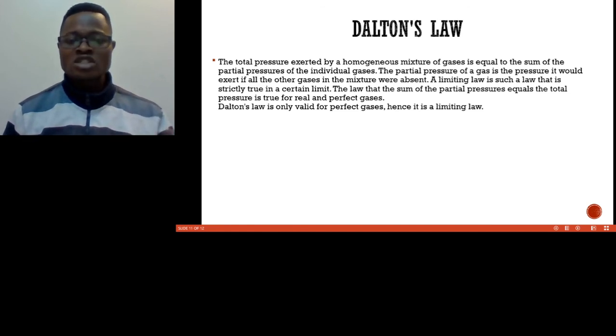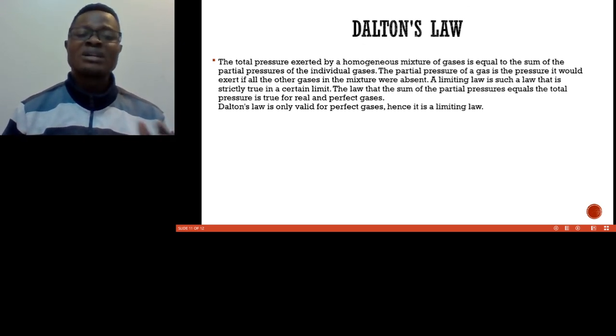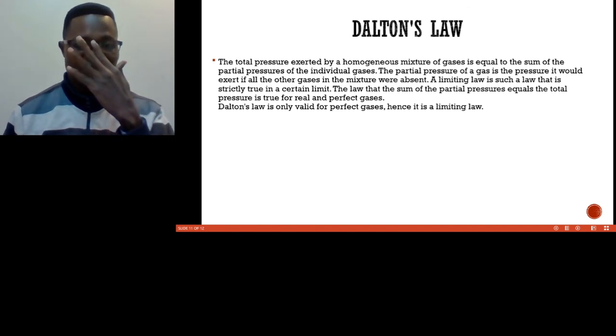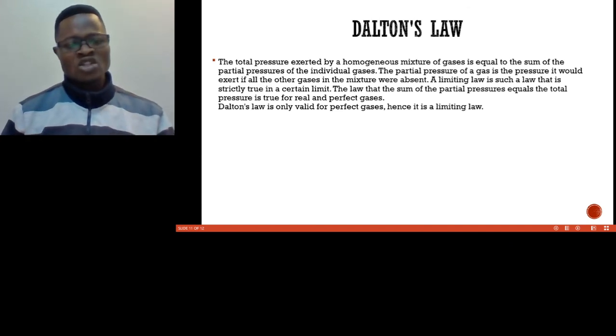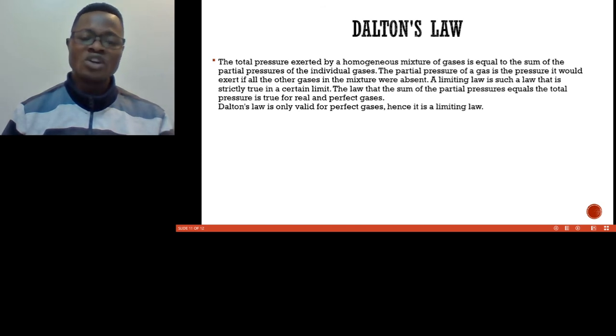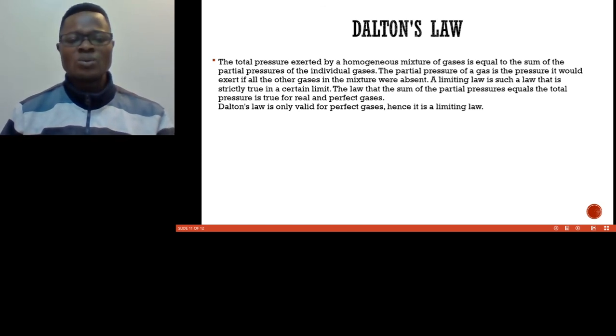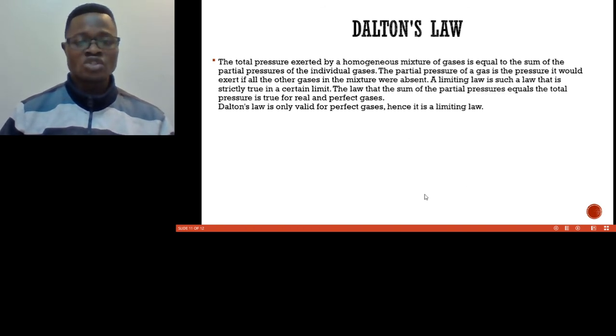A limiting law is a law that is strictly true only in a certain limit. The law that the sum of the partial pressures is equal to the total pressure is true for perfect gases, and when we talk about perfect gases, we are simply referring to ideal gases. So Dalton's law is only valid for perfect gases. Hence, it is a limiting law, because we know that we don't actually have perfect gases. So this is limited, but it's good to have an idea because during numericals and calculations, we will be applying Dalton's law of partial pressure.